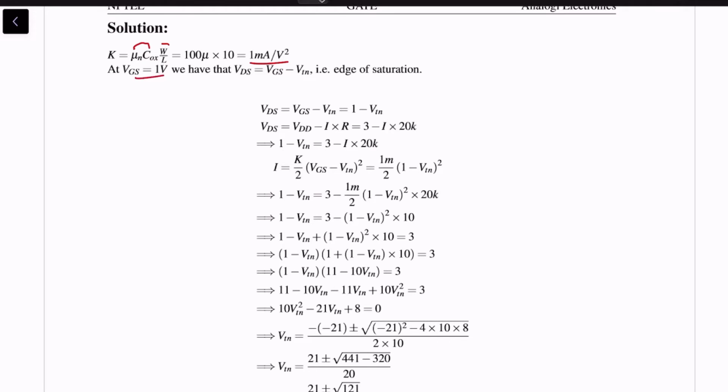So at VGS equal to 1 volt, we have that VDS is VGS minus VTN. This is the edge of saturation condition, right? So VDS is equal to 1 minus VTN. Now VDS is also equal to VDD minus IR, right? So 1 minus VTN is equal to, so VDD is 3 volt and RD is 20K.